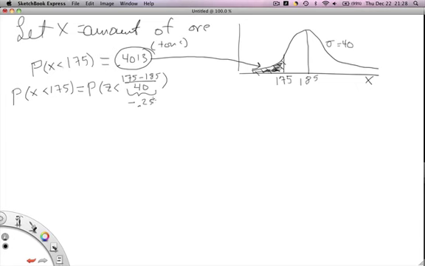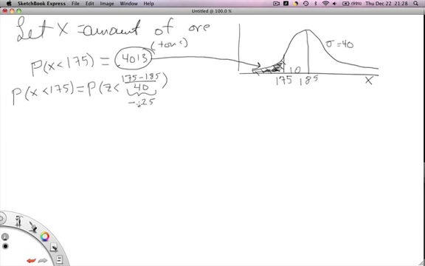Now if you do the math, this is minus 0.25. This is a very important interpretation. So this minus 0.25 is telling us we are 1/4 of a standard deviation to the left of the mean. Okay, so let's just think about this. One standard deviation is 40, so 1/4 of 40 is 10. So you'll notice that the distance between 175 and 185 is 10, so we're 1/4 standard deviation to the left of the mean.